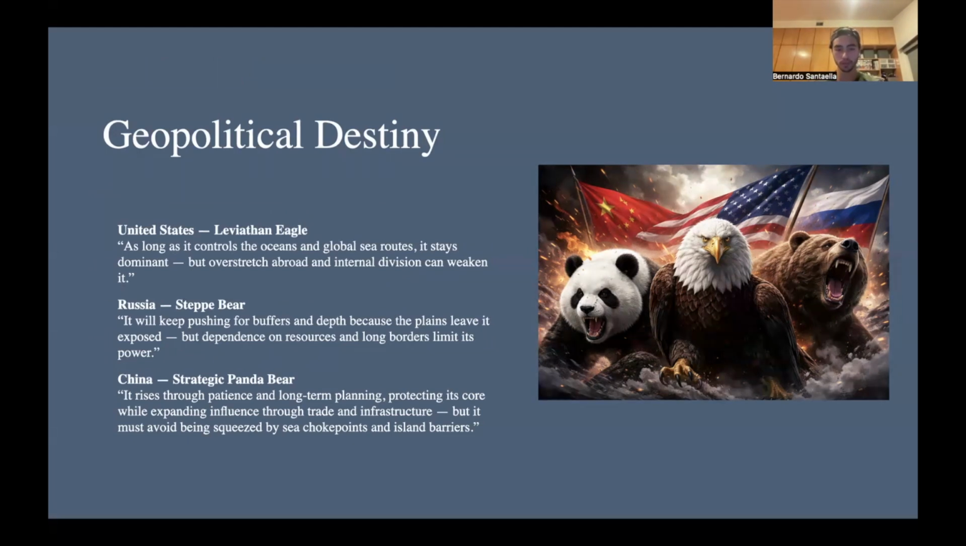And that's the final point. Geography, in my opinion, doesn't just shape borders, it shapes instincts, and those instincts shape history.